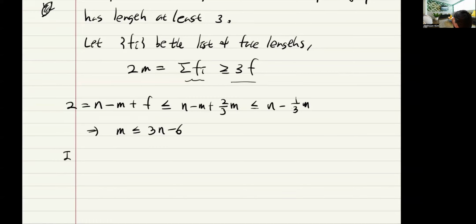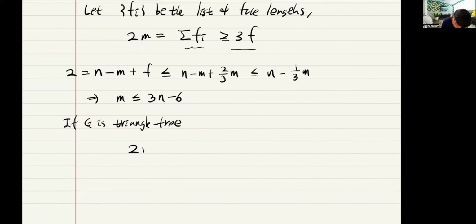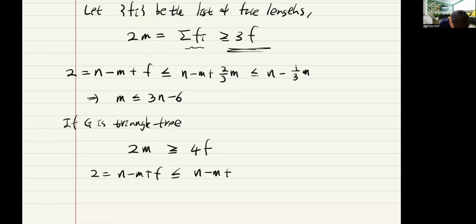And if G is triangle free, then what do we get? We have the same proof, but here, instead of 3F, we have 4F, because each face has length not 3, so it's at least 4. Then again, we have this, and then you just do the computation, then you get this.